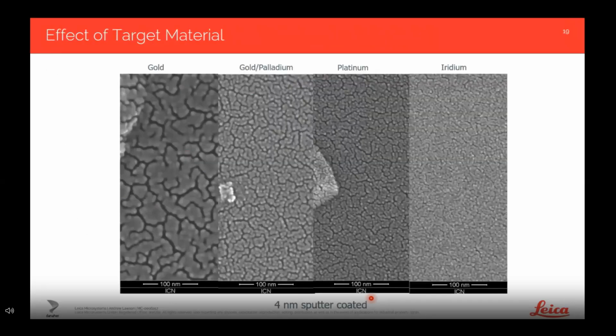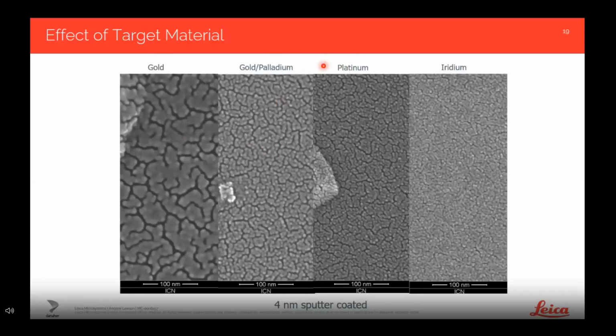So first, the effect of target material. Here I'm showing four different inert metals: gold, palladium, platinum, and iridium. All of these films were deposited under very similar conditions to a thickness of about 4 nanometers. So you'll see first gold, a very common sputter target choice. But by taking gold and alloying it with a little bit of palladium, the target that Leica offers is 80-20 gold to palladium, you see a very marked improvement in the coarseness of the film, a decrease in grain size from gold to gold palladium.